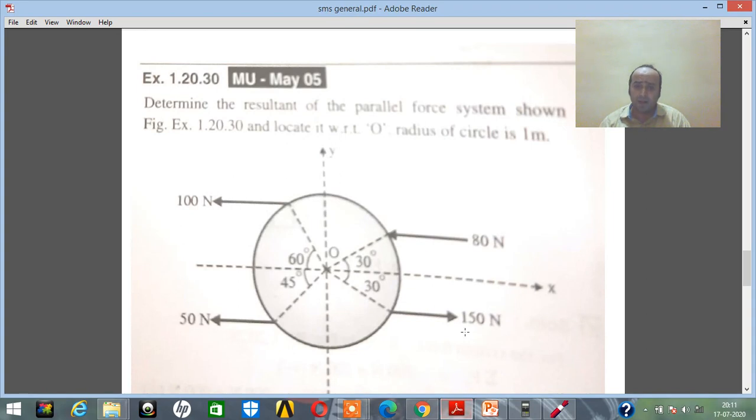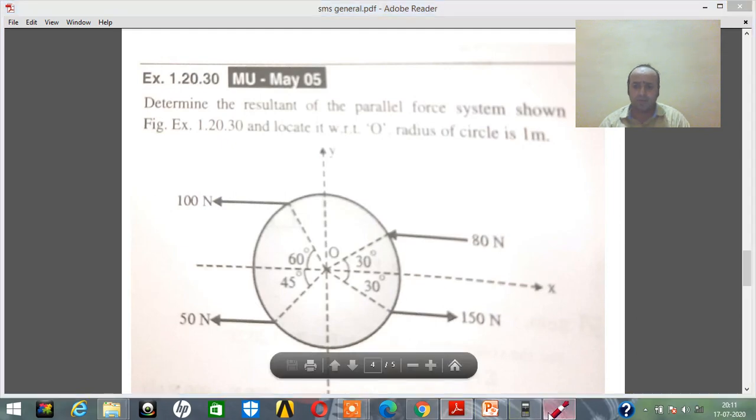Determine the resultant of the parallel force system shown in figure and locate it with respect to O. Radius of circle is 1 meter. You can see there is a circle on which four forces are acting. All are parallel to the horizontal axis. That is why it's a parallel force system. Now let us see how the problem can be solved.